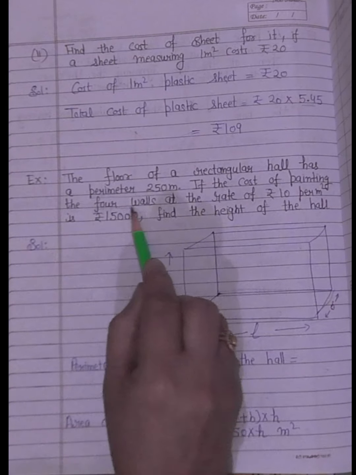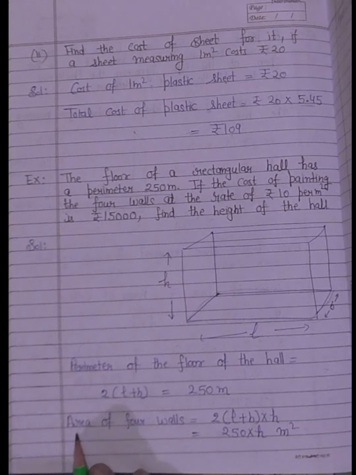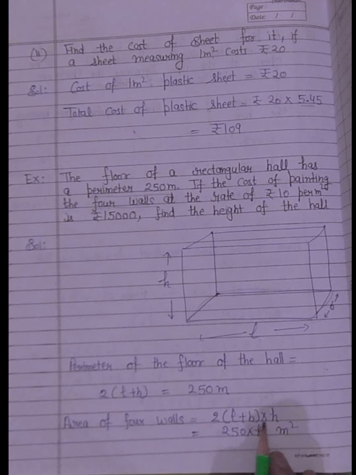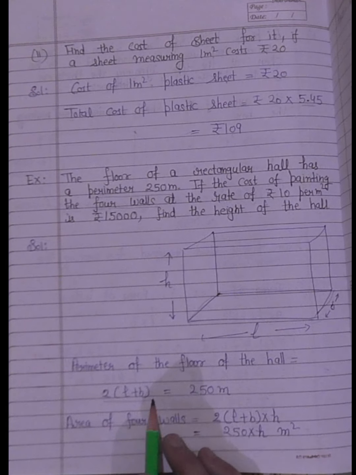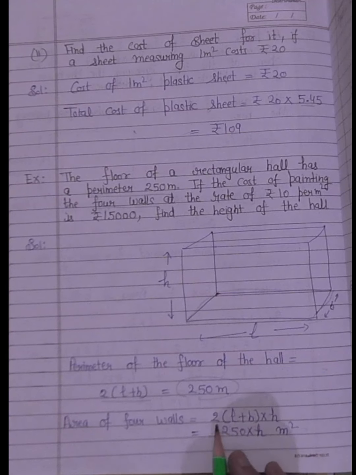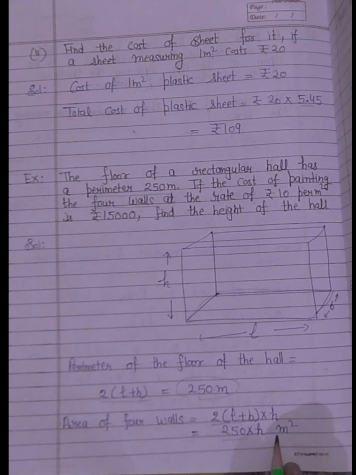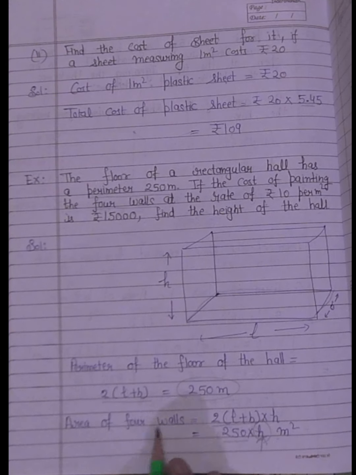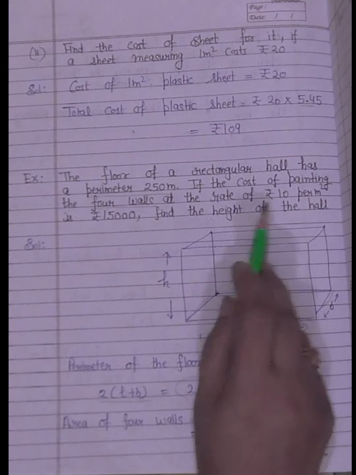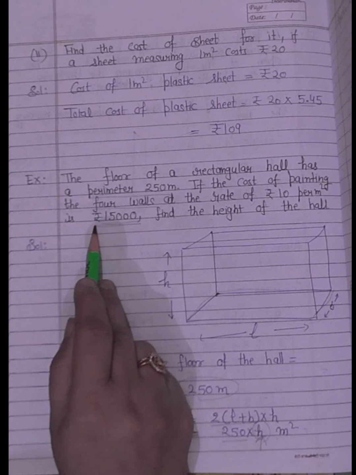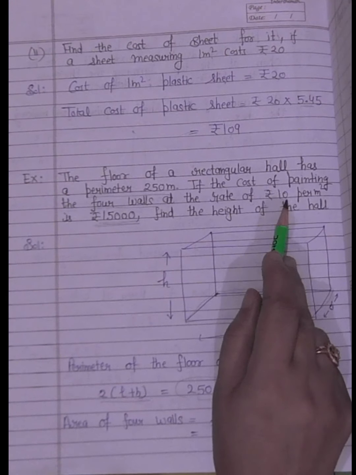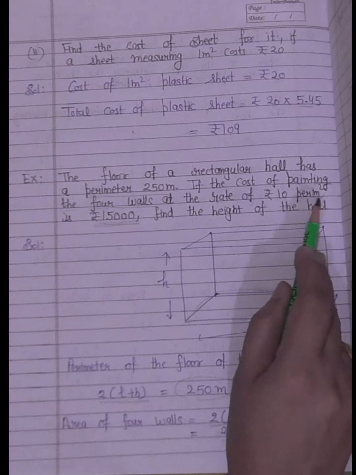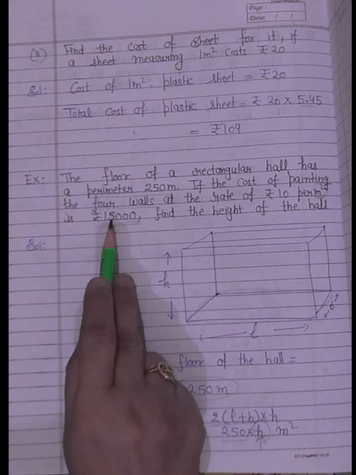Now here, 4 walls. It means the area of 4 walls. We know that its formula is 2 into (L plus B) into H. And we have the value of 2 into (L plus B), which is equal to 250. So I will put here 250 into H. We have to find the height. It means we must know the area of 4 walls. How will we find it? See here. This is the total cost of the painting and this is the rate of the painting. The rate of the painting is rupees 10 per meter square. Meter square is the unit of area and 15,000 is the total cost.